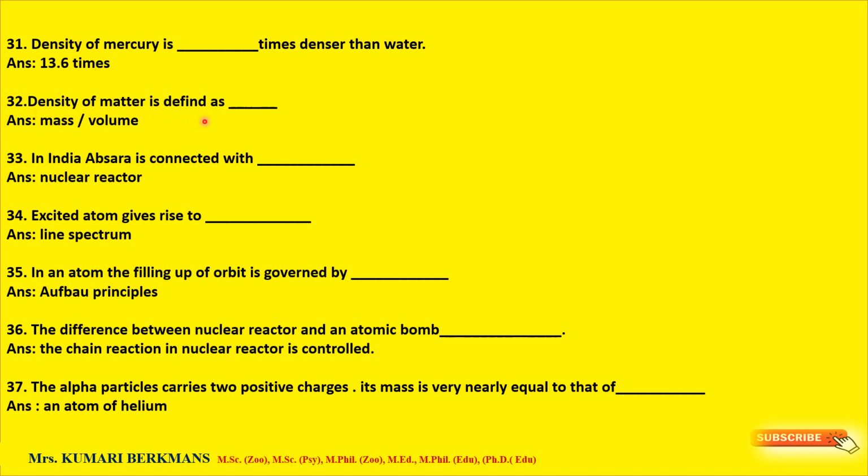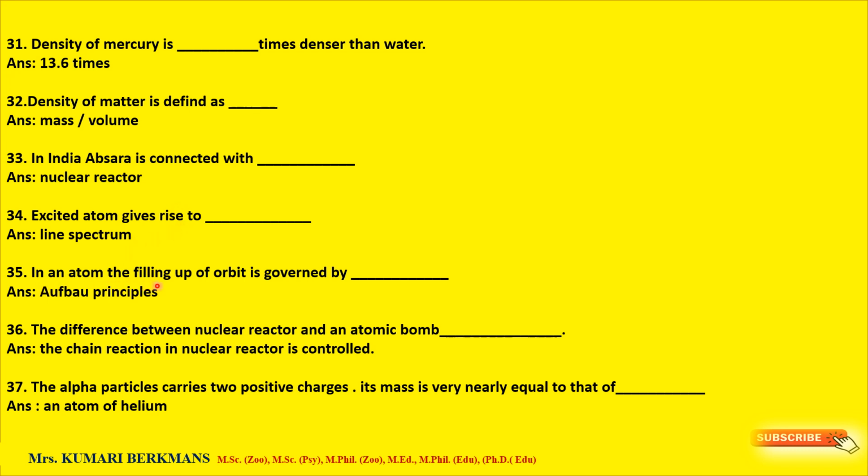Density of matter is defined as dash. It is mass by volume. In India, Apsara is connected with the dash. It is nuclear reactor. Now, excited atom gives rise to dash. It is line spectrum. Excited atom gives rise to line spectrum.